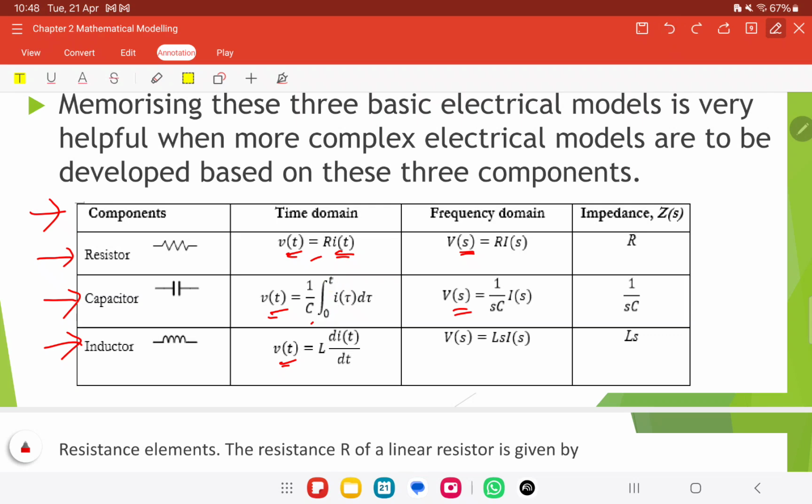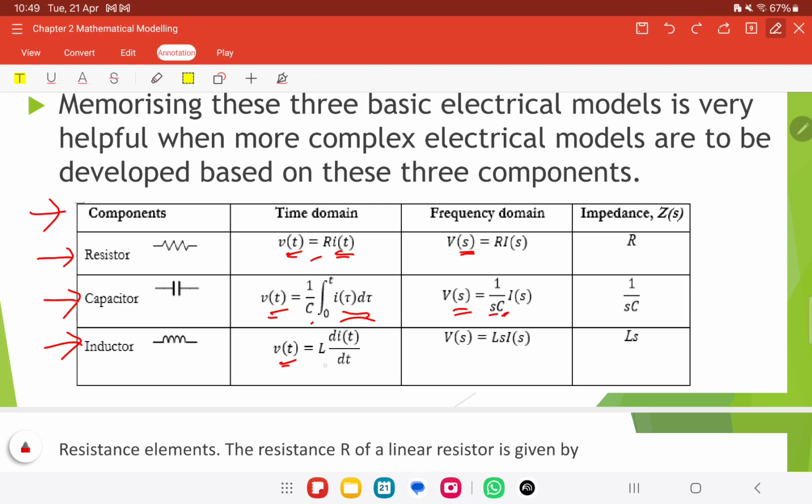Alright, so these are integrations for the capacitor, 1 over C, and then integration to the t, tau. For frequency domain, it will become 1 over SC, because when we integrate this one, we will get 1 over S. Integration, when we integrate the value, we get 1 over S. Okay. So 1 over SC.